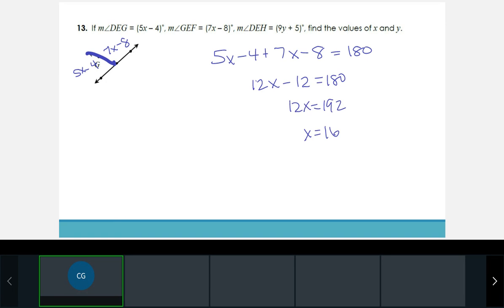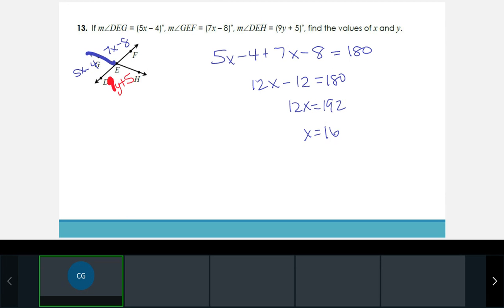Lovely. Now I need to solve for y. Okay, so now I'm going to go back and be like, oh yeah, the rest of the picture actually does exist. What was this? 9y plus 5. Yeah, Dylan, you're right. Oops.